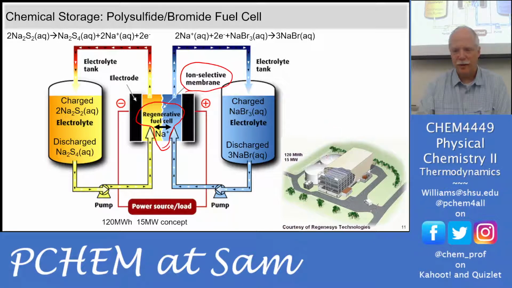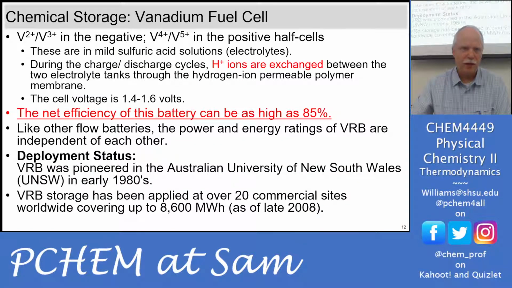And here's, this is a 15 megawatt facility, so it can generate 15 megawatts. And here's your large basins here. Here's an interesting one. This uses vanadium in the negative side and vanadium in the positive side. And so once again, we'll be conducting electricity using electrons, but also pumping these vanadium ions back and forth.